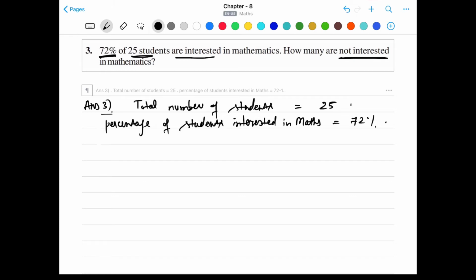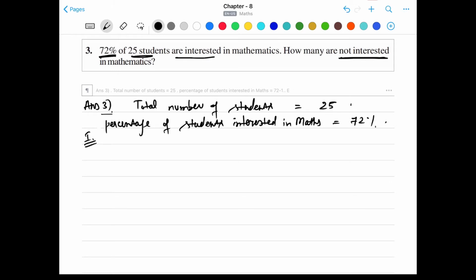Okay, so let's first write method 1. This is method 1 to solve this question. Here, as the percentage of students interested in mathematics is 72%, we'll calculate the number of students interested in mathematics.